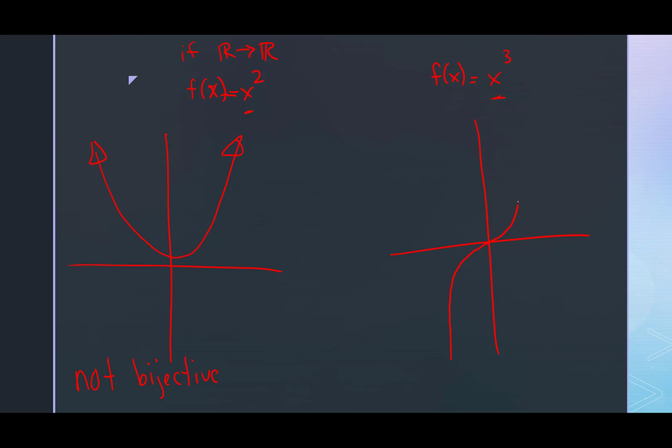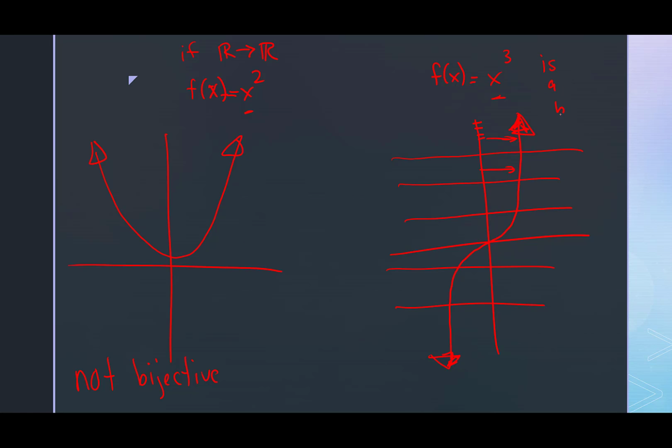So the cubic function looks like this. Notice it passes the horizontal line test. So if I draw any horizontal line, it'll pass our graph at once, or at most once, I should say, which means that it's a one-to-one function. Additionally, notice that every single y value is being hit by our function, or it's an output of our function. So that means that it's onto as well. So this is an example of a bijection.